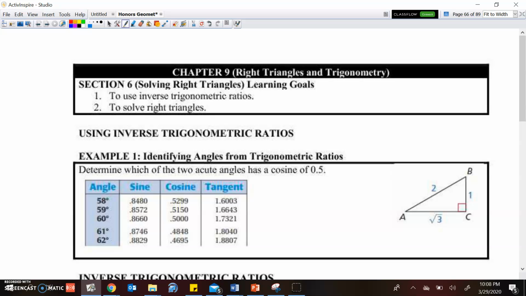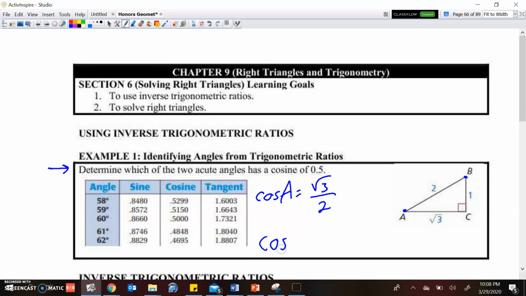Okay, so let's look at the question, or the directions. Determine which of the two acute angles has a cosine of 0.5, or 1/2. Meaning, is it angle A or is it angle B? And when I find the cosine, I get 1/2. So I'm going to do the cosine of angle A first. Cosine, we've done a lot by this point. So CAH, which is my adjacent side, square root of 3, over my hypotenuse 2. That obviously does not equal 0.5. So it's not angle A.